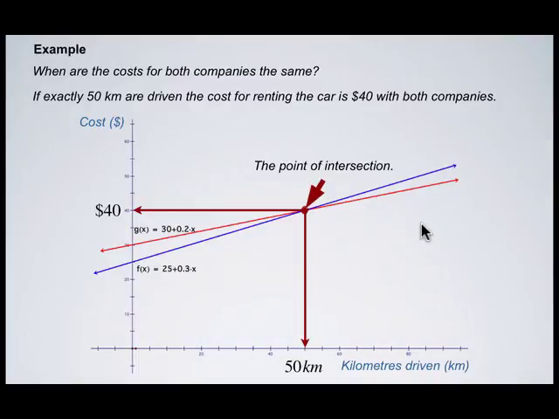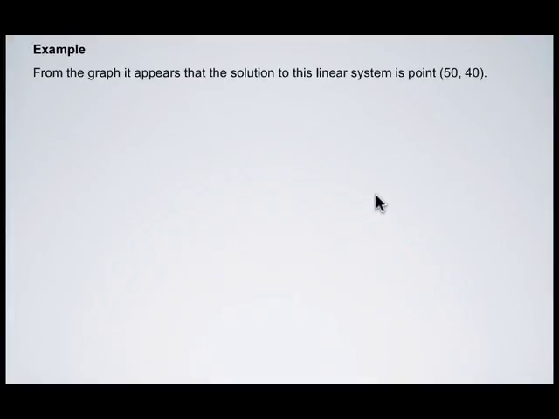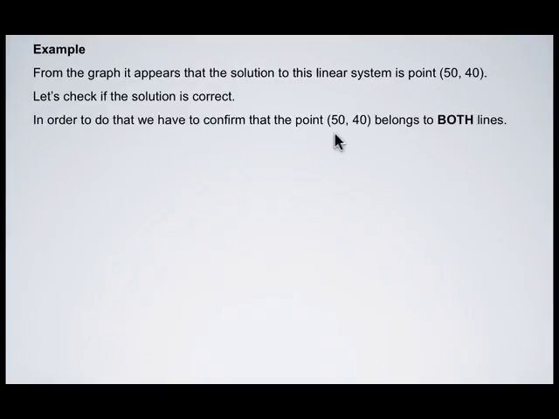The point of intersection is the solution to our linear system. In other words, it's the point where the two linear equations have the same x and y value. Here, our x value, or our kilometers driven, is 50, and our y value is 40. So from the graph, it appears that the solution to the linear system is (50, 40). We're going to check to see if that's correct. What we're going to do is confirm that the point (50, 40) belongs to both lines, in other words, satisfies both equations. So what I'd like you to do is substitute k equals 50 and c equals 40 into both equations and see if that's true.